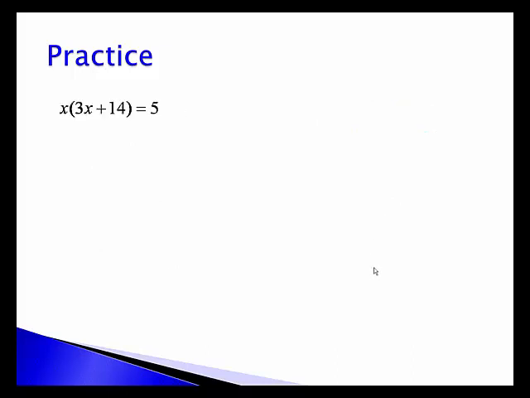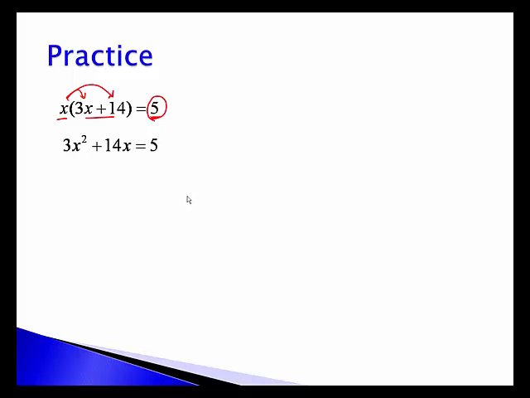What if your problem looked like this? Now this one is a little more complicated. Notice it's not equal to 0. If it were, we could take our two factors and set them equal to 0 and be home free. But it's not equal to 0, so that's not a step we can do. We need to begin by distributing here. That will give us 3x squared plus 14x is equal to 5.